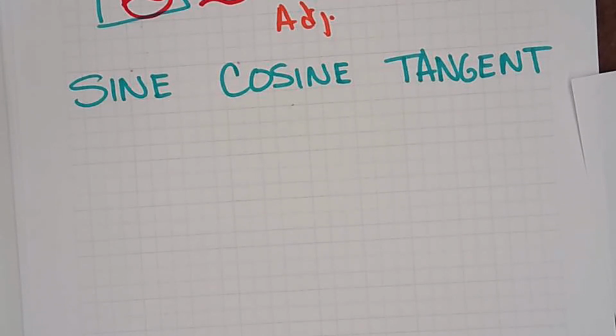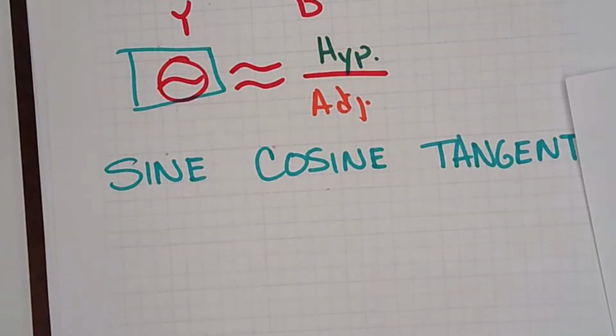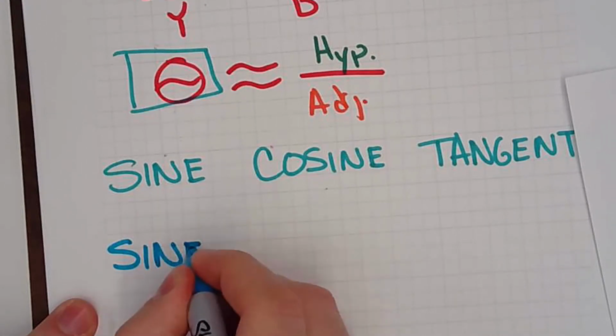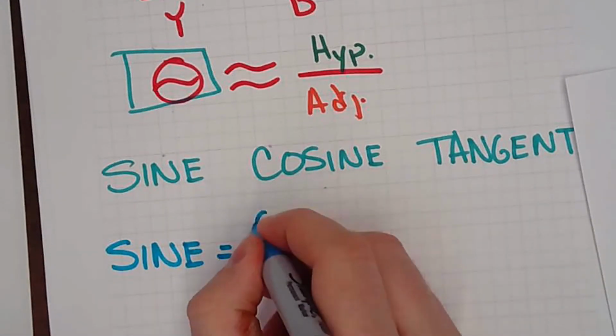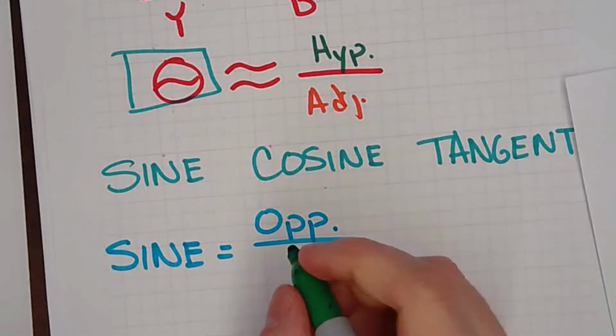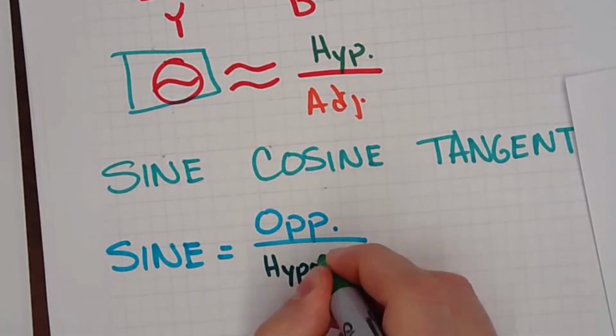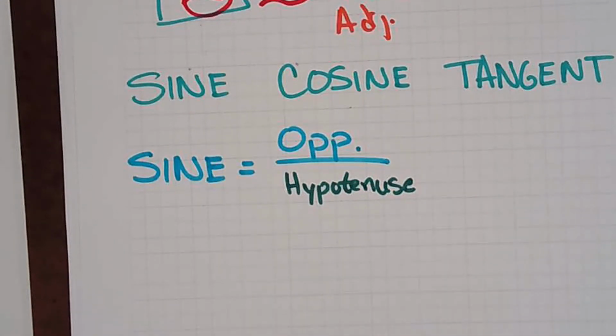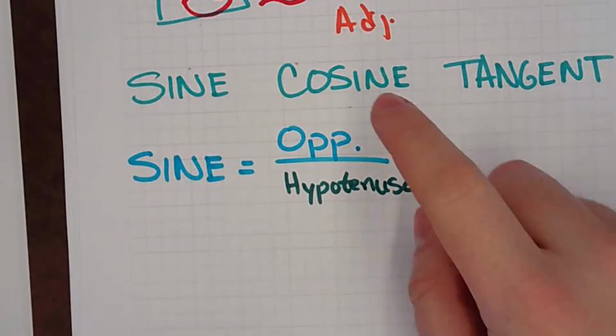Here's the definition of sine. Okay? Here's the definition. Sine equals opposite over hypotenuse. So if I ask you the sine of that angle, what's the sine of that angle? I'm not talking about astrology, okay? Oh, it's a Libra. No. The sine is the opposite over the hypotenuse.